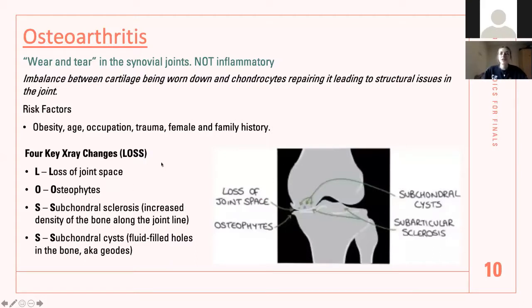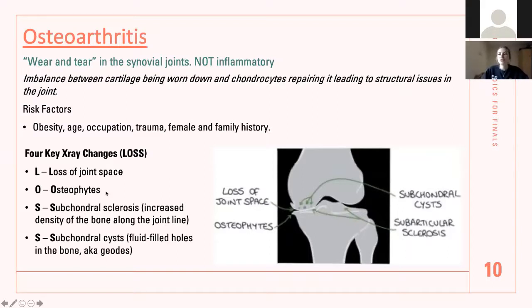So osteoarthritis, it's important to remember that osteoarthritis is just wear and tear of synovial joints. This is not an inflammatory condition. So it's an imbalance between cartilage being worn down and the chondrocytes repairing it. So this leads to structural issues in the joints of patients. So risk factors are obesity, age, patient occupation, previous trauma, being female, and also family history is a big risk factor.